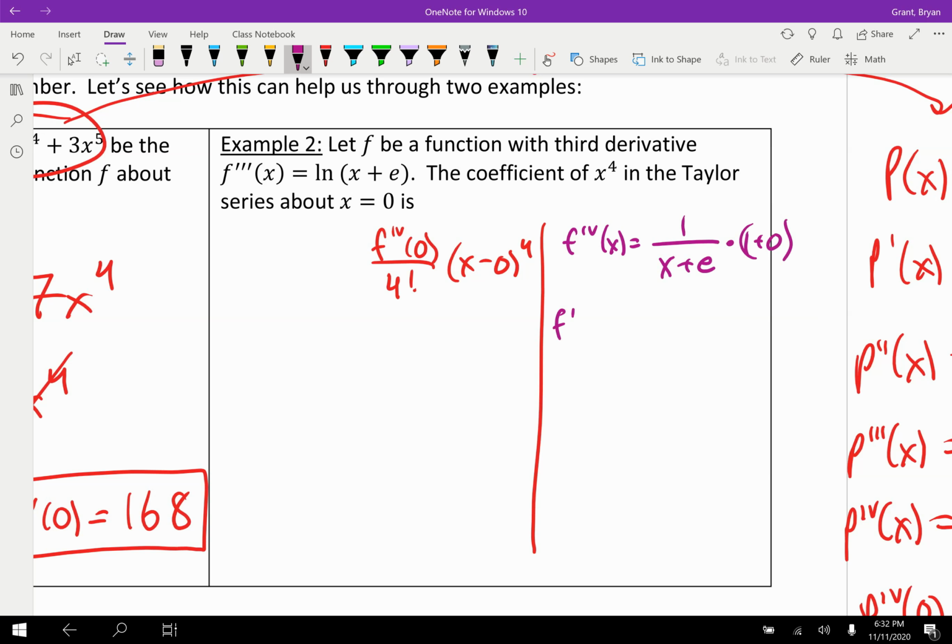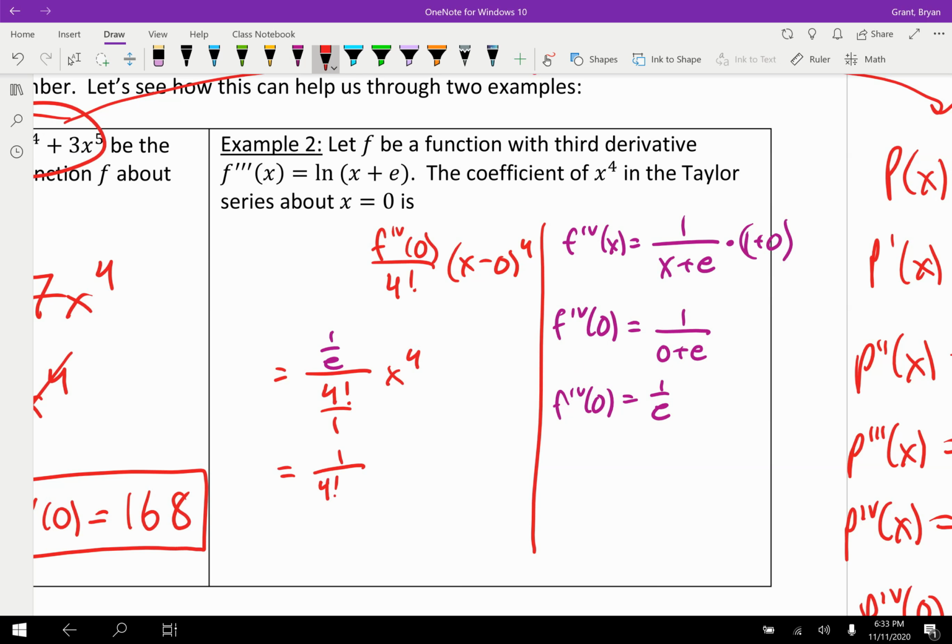Cool. And then what is the 4th derivative at 0? It's going to be 1 over 0 plus e. So I think the 4th derivative at 0 is just 1 over e, isn't it? Nice. All right, well, let's clean this guy up then. The 4th derivative at 0 is 1 over e. Okay. This is over 4 factorial, x to the 4th. Think of this as being over 1. Skip, flip, multiply, right? Make your elementary and middle school teachers happy. 1 over 4 factorial times e, x to the 4th. We have found the coefficient.